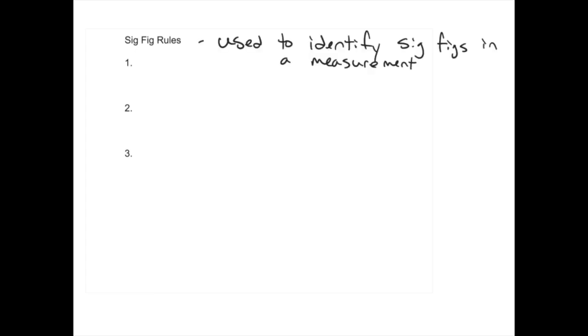This slide is going to talk about the rules that I use in my class when discussing how to determine how many significant figures are in a value. You're going to hear me ask that question a lot. You'll hear me say, how many sig figs are there?